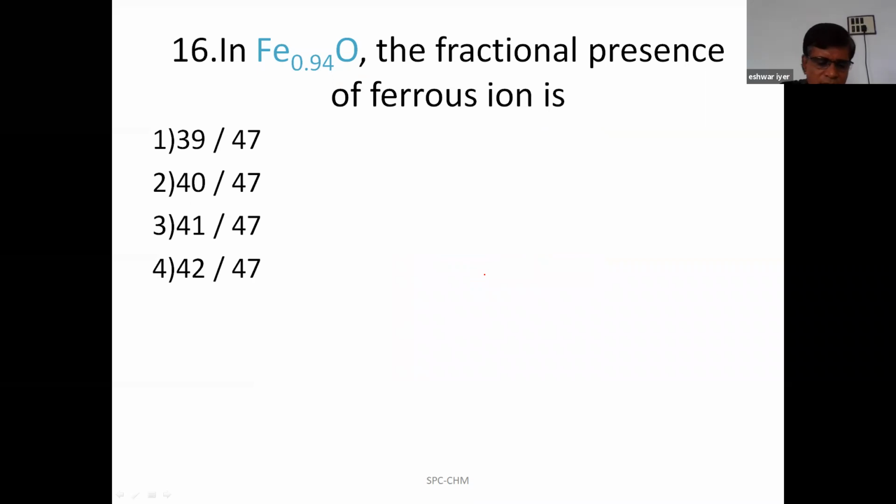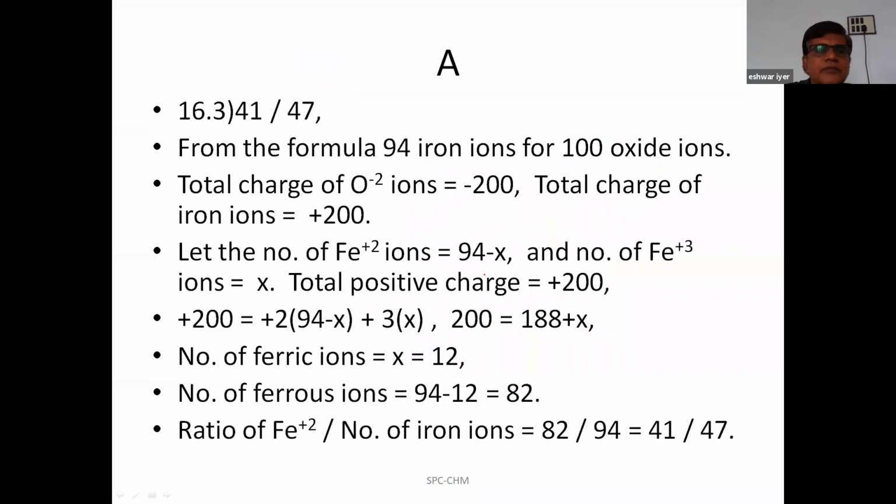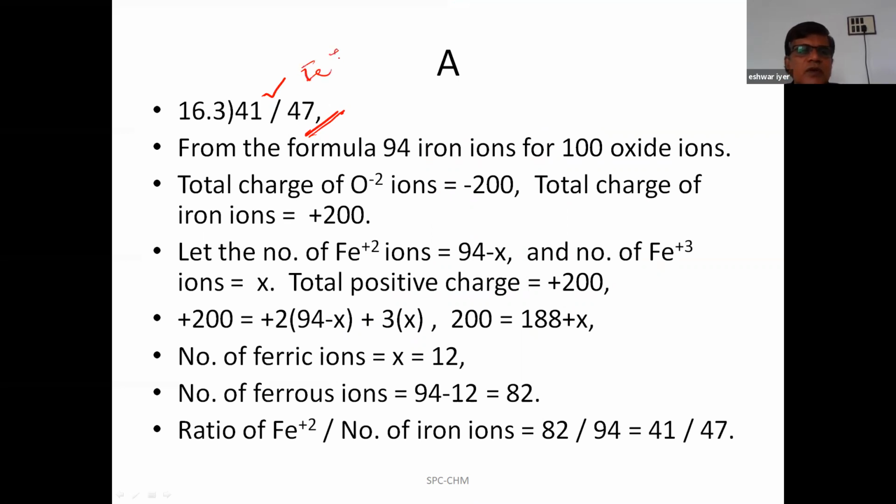Now let us see the calculation, very important. Yes, it is 41:47. So that means, let me show you here. If 47 iron ions are there, among them only 41 will be ferrous. So now let us see the steps.